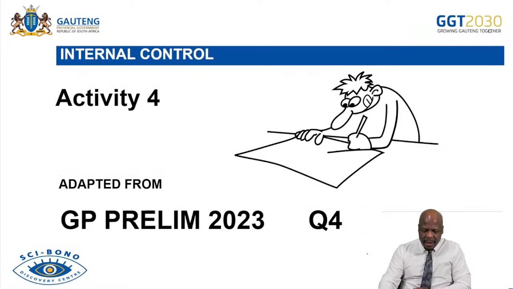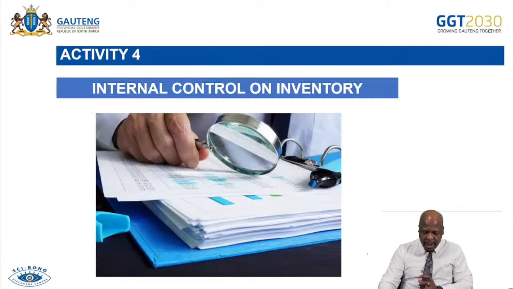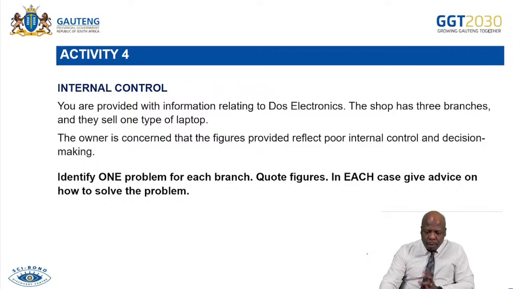And then the next question that we're going to talk about now, which is the very last one, is activity 4. It's extracted again from the very same question paper, but this one has to do now with internal control. And let's look at it. All right, this is internal control on inventory. You're provided with information relating to DOS Electronics.